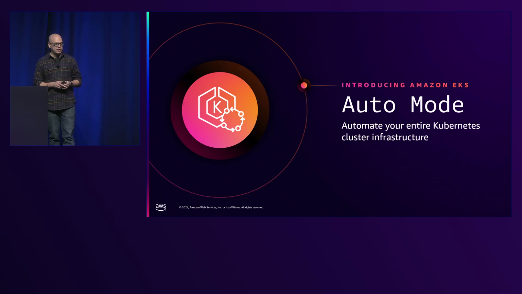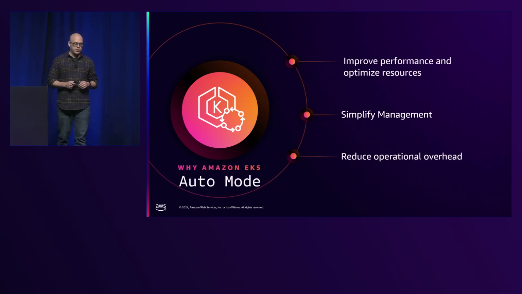EKS Auto Mode is a new feature of EKS that helps you to automate your entire Kubernetes cluster infrastructure. So with Auto Mode, AWS takes responsibility for creating and deploying nodes. You only have to create your pods. What this really allows you to do is improve performance and optimize resources. Using Karpenter, which is an open source project that we created, we manage that completely for you, and we will create the nodes that are required for the pods you define. If you define a pod that requires X amount of memory, Y amount of CPU in a specific AWS zone, we'll create it there.